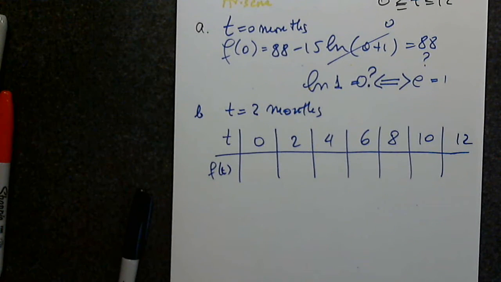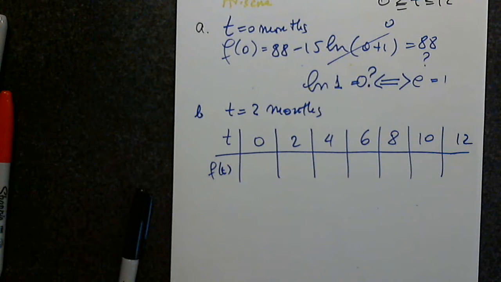So let's go to the graphing calculator, and let's plug it in. So in y equals, clear if you have whatever in there. So we had 88 minus 15, natural log, in parentheses, x plus 1. Then I will create the table, second table, and put all those numbers in there. I already have the answer for 0, but let's put it again. 2, 4, 6, 8, 10, and 12.